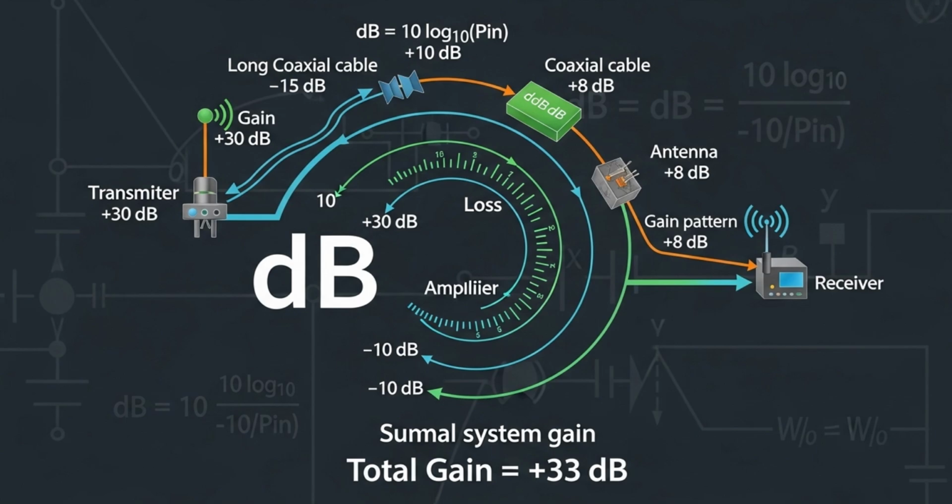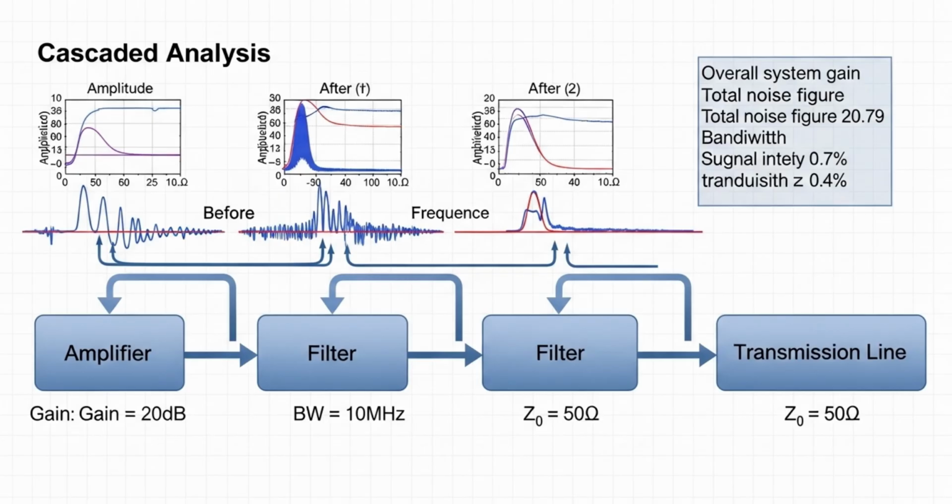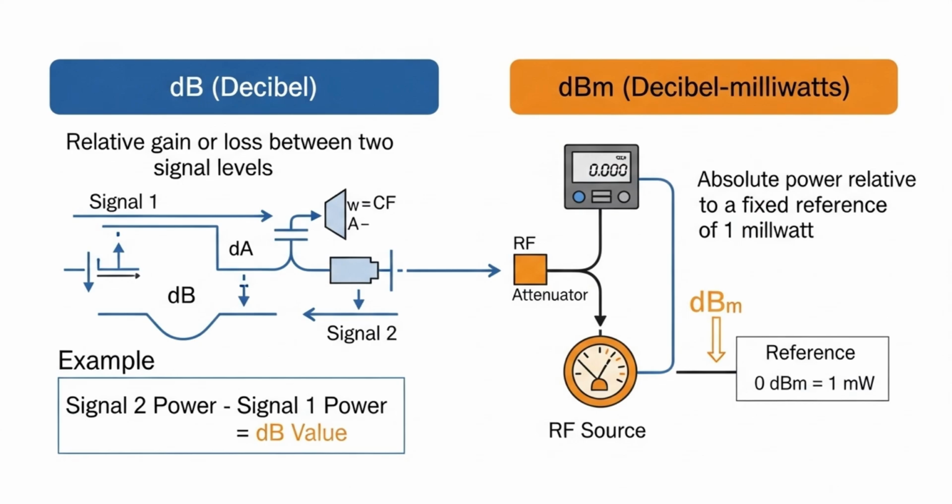Instead of multiplying many gain factors together, engineers can simply add their decibel equivalents. This transformation makes system-level analysis much more intuitive, especially when dealing with cascaded components such as amplifiers, filters, and transmission lines. There are two important forms of decibel representation in RF engineering: dB and dBm.